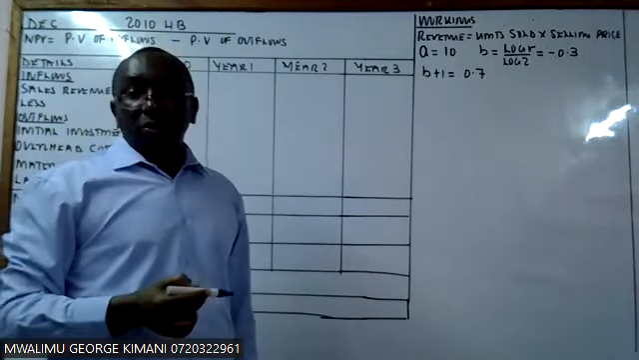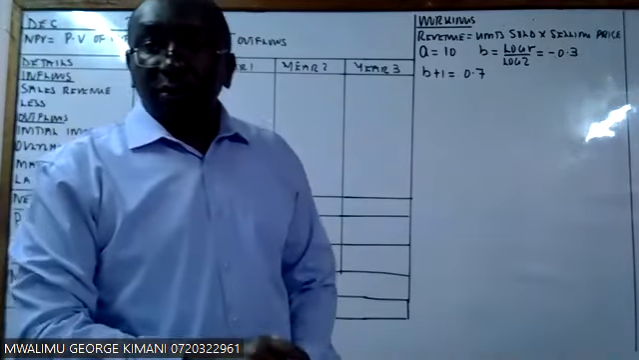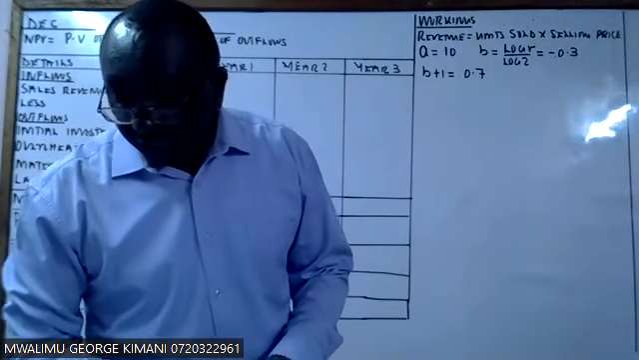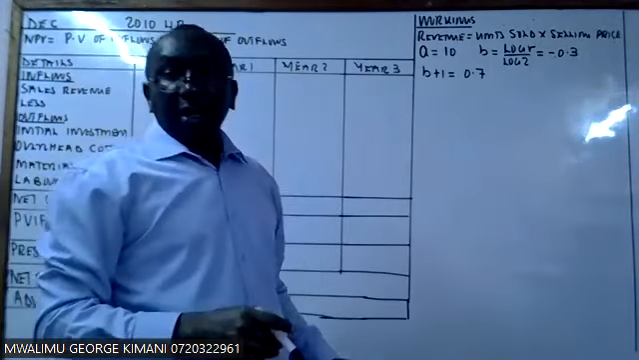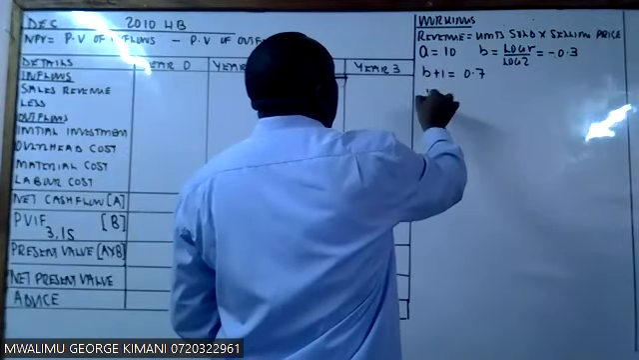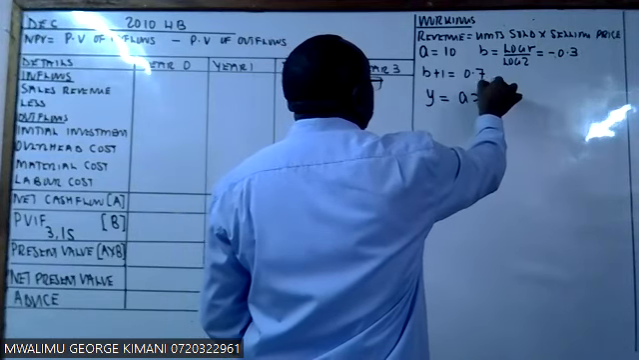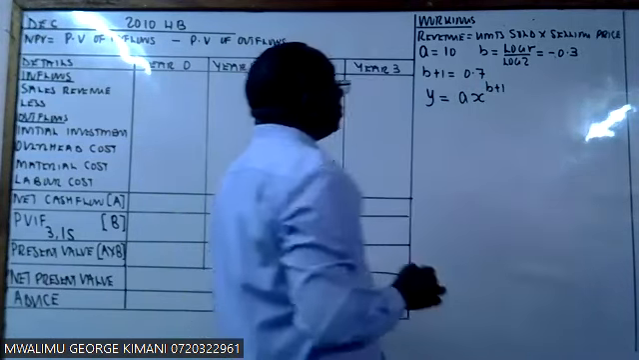The fifth item is to know whether we require the total or not. So in our case here, we require the total. And if we require the total, we will write the formula. Y is equal to A x raised to power B plus 1.